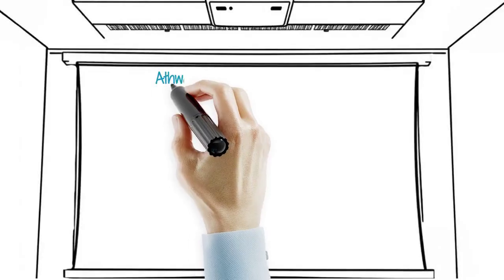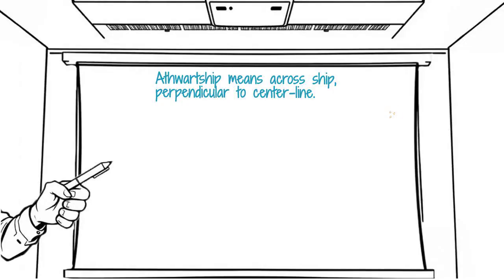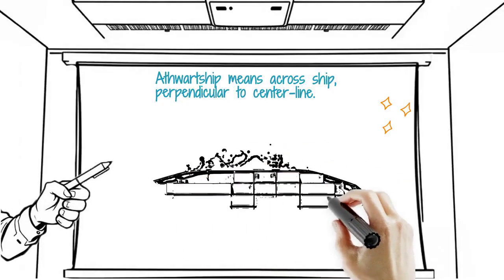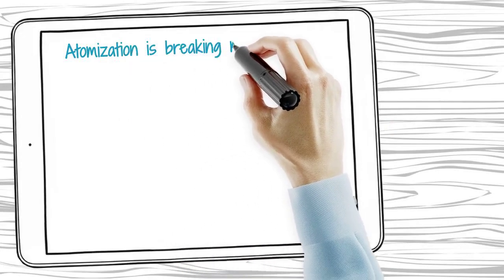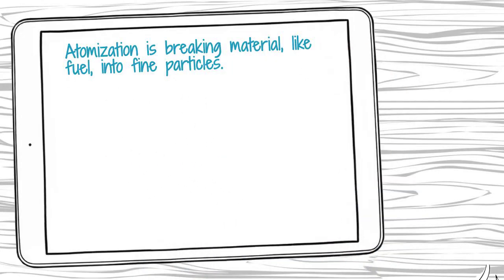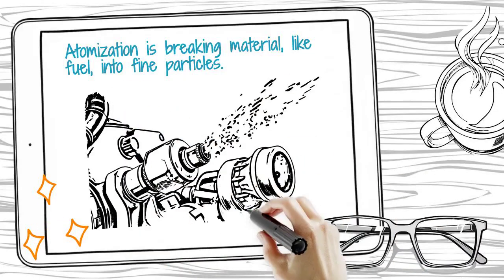Athwart ship, across the ship at right angles to the fore and aft center line, said of cargo stowed in this way as opposed to lengthwise. Atomization, subdivision of a material into its smallest particles, such as fuels reduced to a fine spray mist by diesel engine injectors.